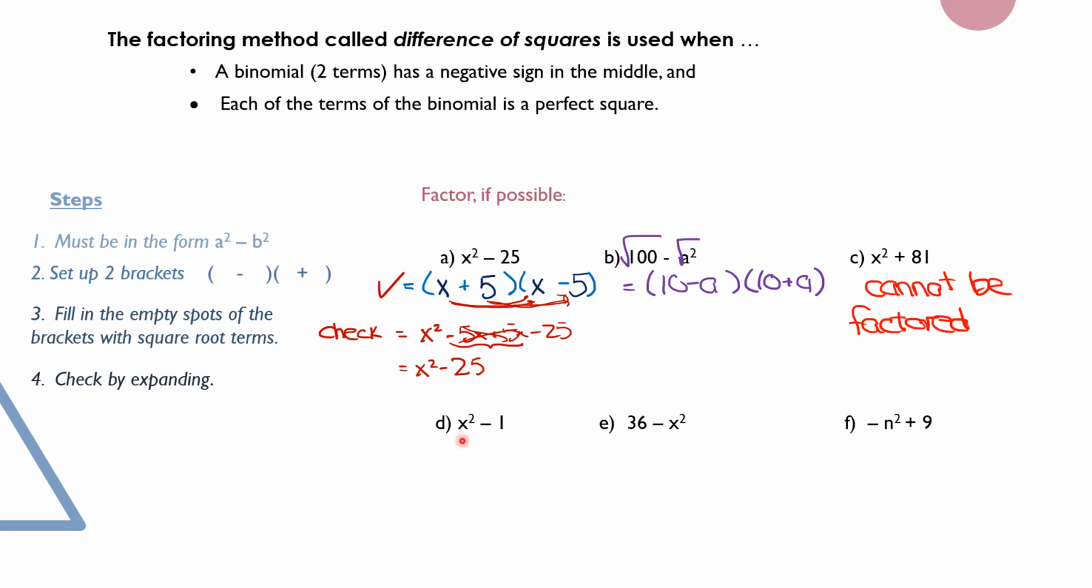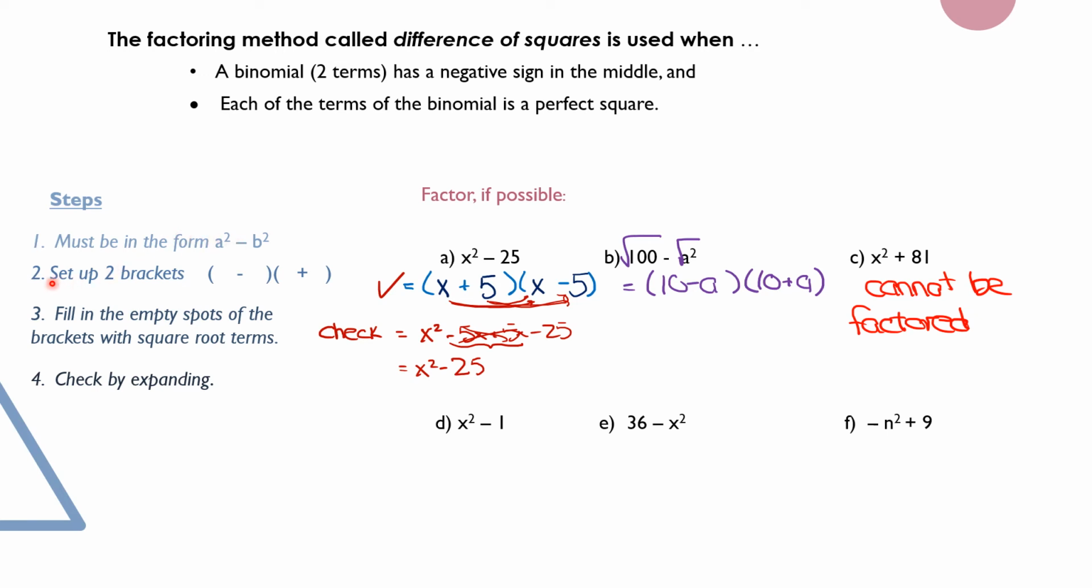So down we go to D, x squared minus 1. Let's try again. It's a binomial, 1, 2 terms. Have a negative sign in the middle? Yes, it does. Are each of the terms perfect squares? Yes, this one is, and 1 is. Remember, we did that in example 2, the letter E. We did the square root of 1. So we know that 1 is a perfect square. So we can go over to our steps. We now know it's a difference of squares.